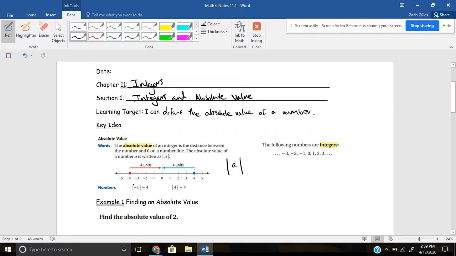In this case, we have the absolute value of -4, which means how far from 0 is -4? Well, it's 4 units. Remember, it's a distance, and distances are always positive measures. So that's why the answer here is +4. And same for the absolute value of +4. Well, it is 4 away from 0. So there is a quick little reminder on absolute value for you.